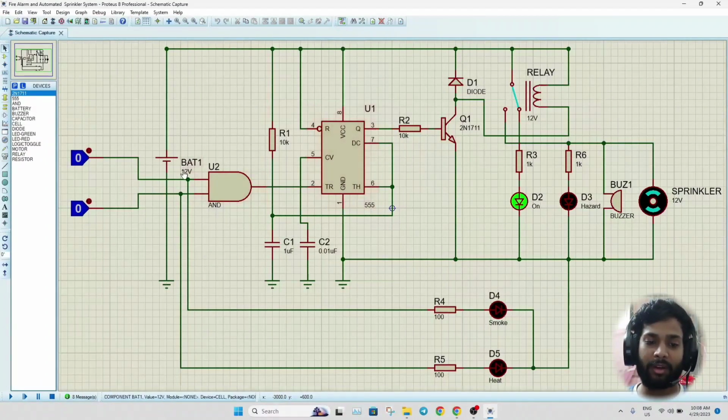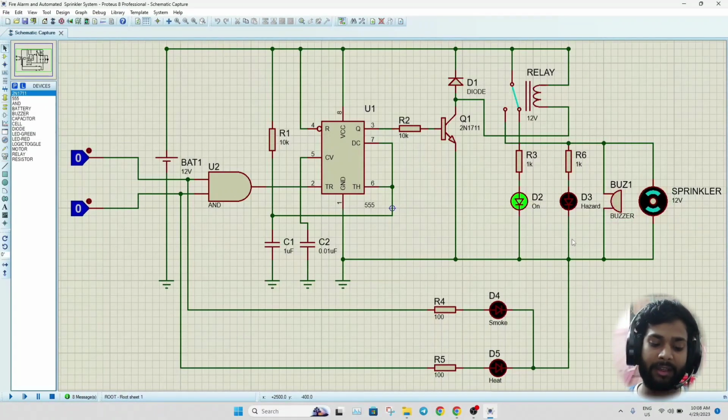Now I will be explaining the circuit diagram and simulation of our project. This device is made of a battery, a 555 timer, an AND gate, some resistors and capacitors, a transistor, a diode, and a relay. To indicate the state of this device, there are some LEDs, a buzzer, and a motor which represents the sprinkler.